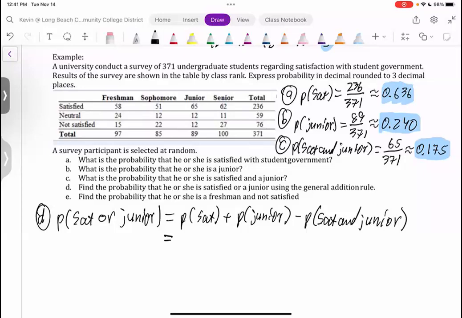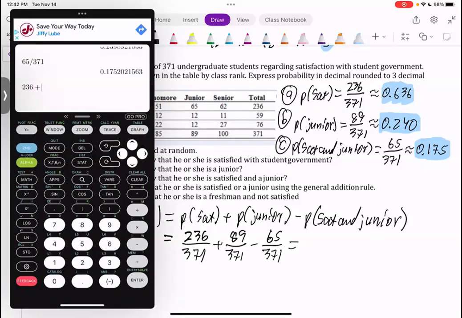All right, so this is going to give us our 236. This is from part A. 236 out of 371 plus part B, 89 out of 371, minus satisfied and a junior, which is part C, which is the 65 over 371. 236 plus 89 minus 65 gives us 260. Getting 0.701.